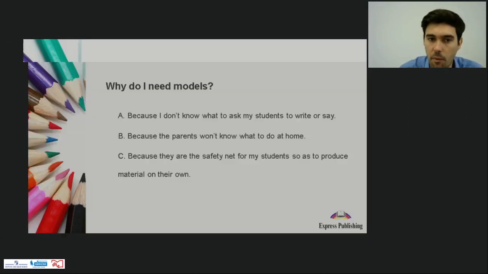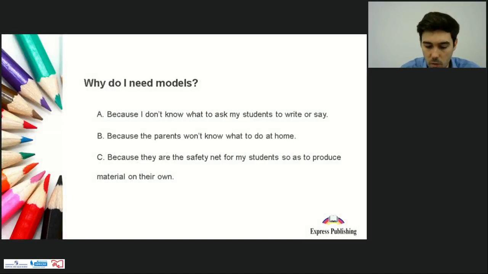Next question, why do I need models? So models are quite often important when we come to speaking or writing. At primary levels, we know that if we expect any kind of output from our students, we always need to give them some sufficient input first. We always need our students to know what is expected of them, and we also need them to have at their disposal some examples from which they can build their own speaking or writing tasks.